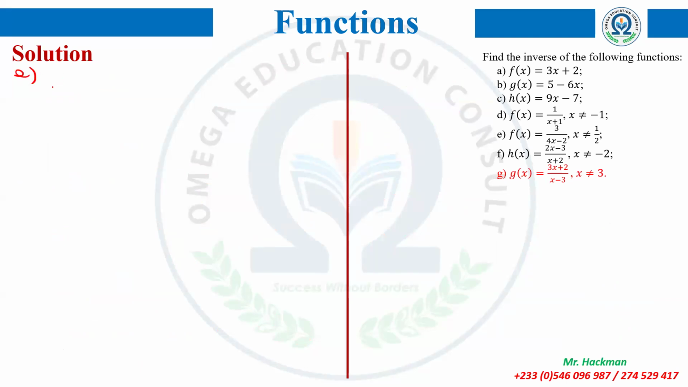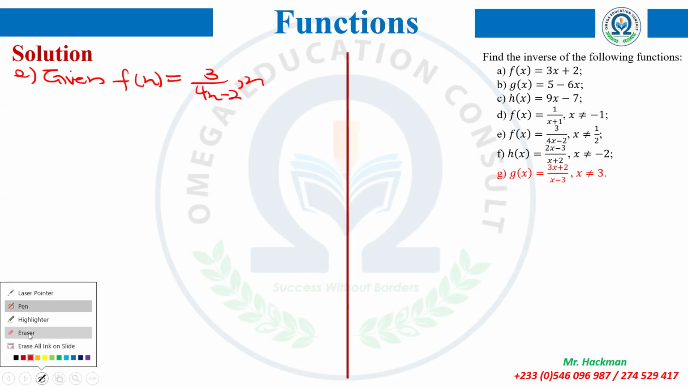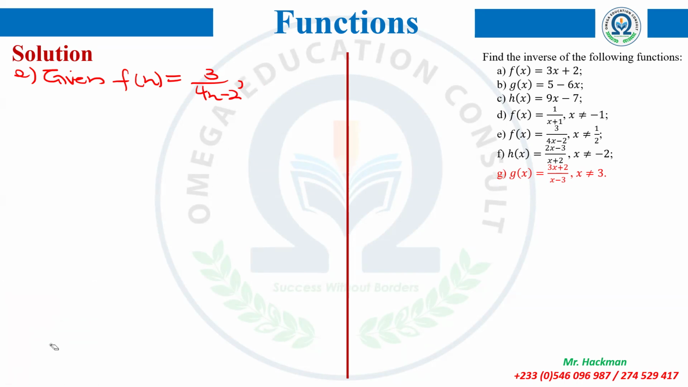Okay, another example involving a fraction. So given f of x again is equal to, what do we have? 3 over 4x minus 2. And here the function came with its restriction attached. So let's equally attach what? The restriction.